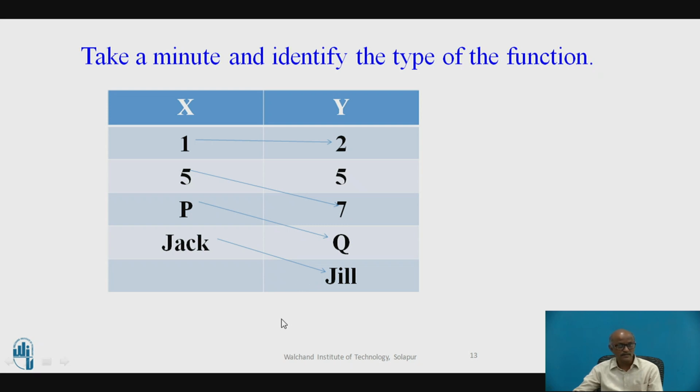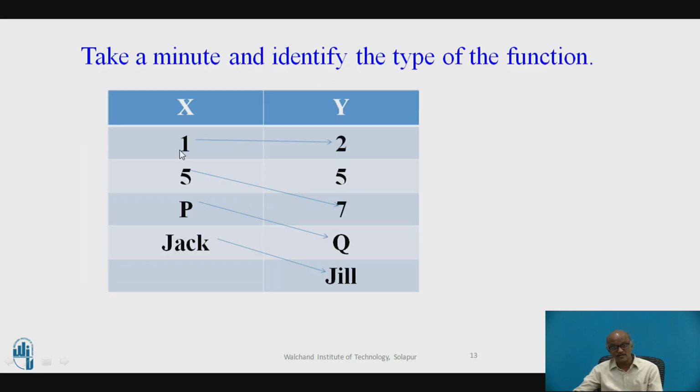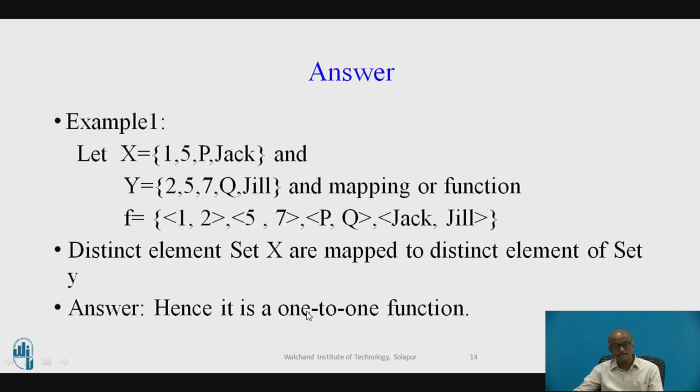Now what is the answer? Are distinct elements of set X mapped to distinct elements of set Y? Yes, it is there. The answer is, it is a one-to-one function, because if you look at this, 1 is mapped to 2, 5 is mapped to 7, P is mapped to Q, and Jack is mapped to Jill. Nowhere is duplication there. So hence it is a one-to-one function. I hope you have understood what is meant by a one-to-one function.